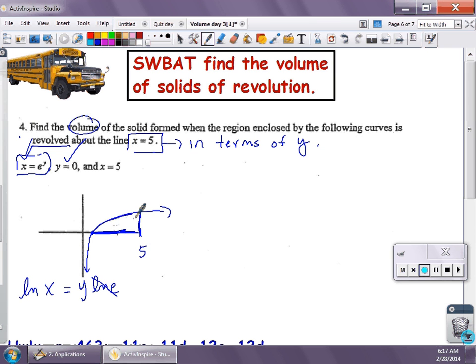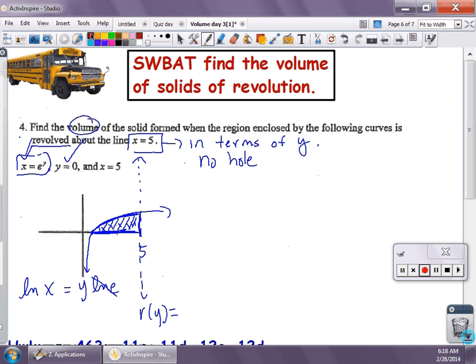So this is the region that we're revolving. We're revolving it around the line x equal to 5. This is my axis of revolution. Notice that the region that we're revolving, which is right here, is completely flush, completely touches. There's no space between the region and the axis of revolution, so there will be no hole. And so we will only have a little r of y, the radius.